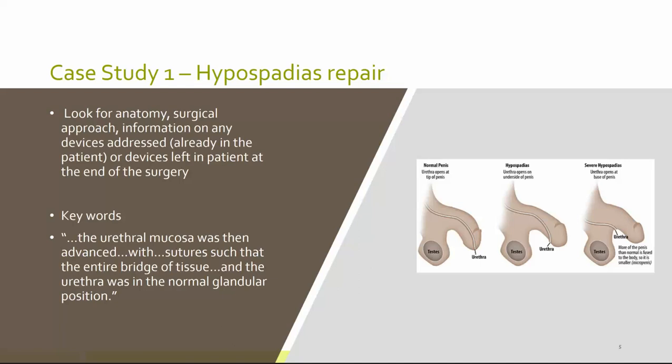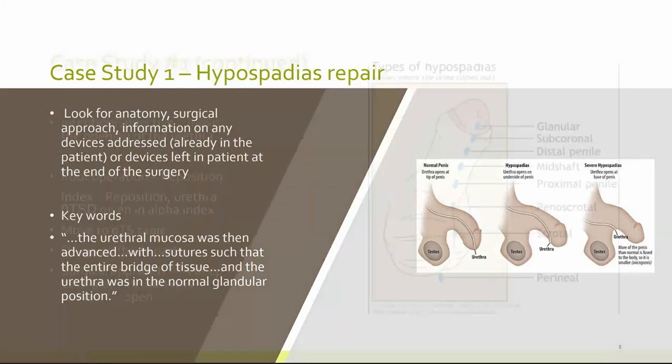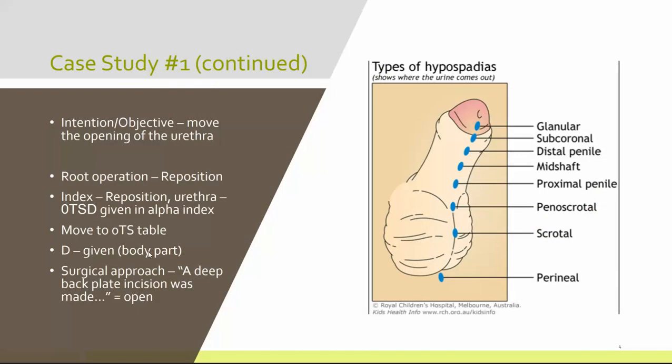So we are then looking for our intention, our objective. The objective is to move the opening of the urethra. And these are the different types of this condition. This child has the granular one, so it's here at the back of the tip of the penis instead of at the very top. There's all different kinds. And obviously the further down it goes, the more work is going to require surgically to move it up to where it should be. It should be here.